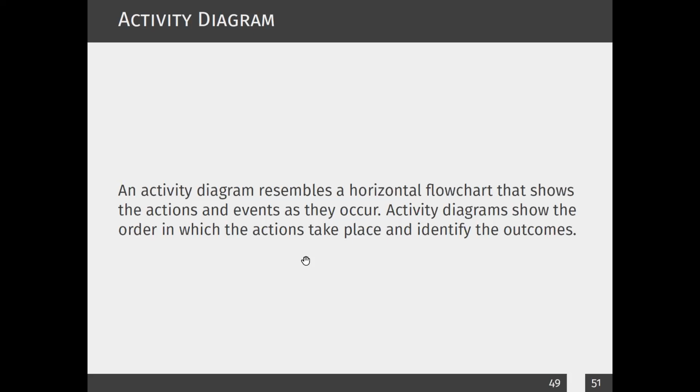Last one, we are going to talk about the activity diagram. You can think of an activity diagram as a flow chart, and it shows you the actions and events and when they occur. We can identify the order, order which actions we want to take place, and then identify the outcome. Right. Now, let's look at an activity diagram.